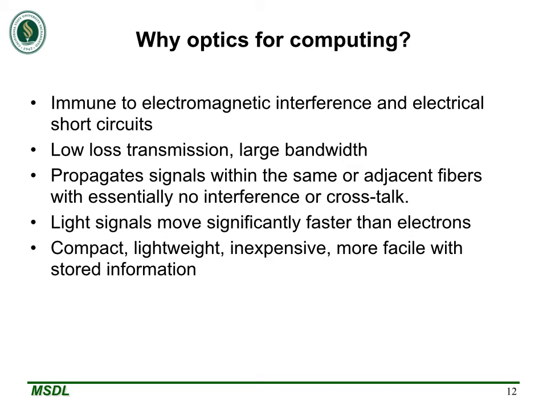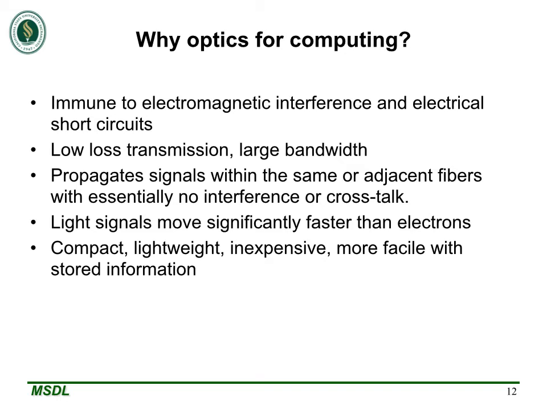Now, why optics for computing? Optical interconnections and optical integrated circuits have several advantages over their electronic counterparts. The foremost advantage is that they are immune to electromagnetic interference and free from electrical short circuits. They have large bandwidth, low loss transmission, and allow the transfer of data without any distortion or crosstalk. They move faster than electrons.